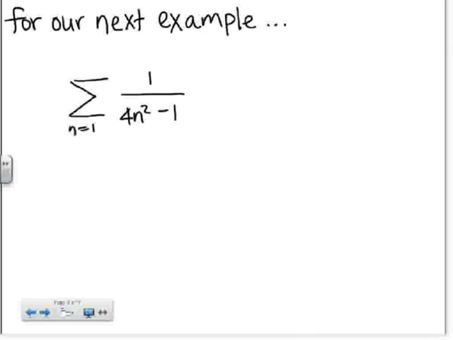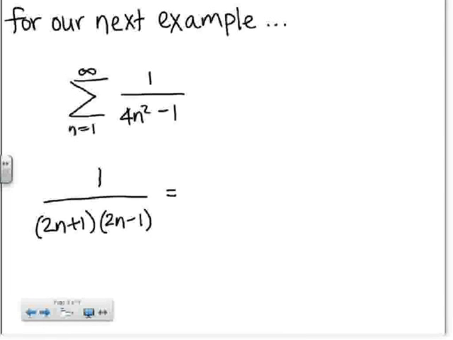from n equals 1 to infinity. First we'll have to factor our denominator, and we'll get 1 over 2n plus 1 times 2n minus 1. By using partial fraction decomposition, we'll get a over 2n plus 1 plus b over 2n minus 1.